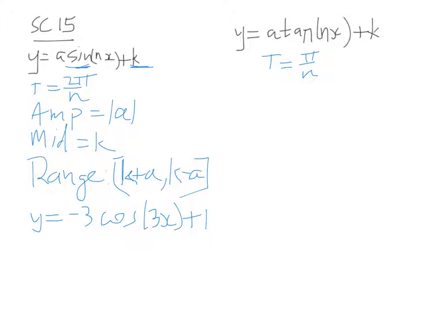So we've got our standard cos graph, which does this. We've got an amplitude of 3, so we're going to go to 3 and -3. But we've got this plus 1, so that pushes it up by 1. So we're going to go like that. So we're up at 4 and down at -2. So our range, 1 plus 3, 1 minus 3. So that's what we've got there.